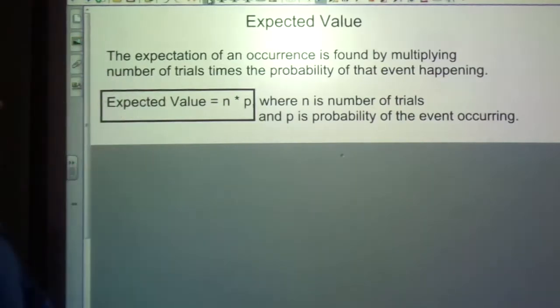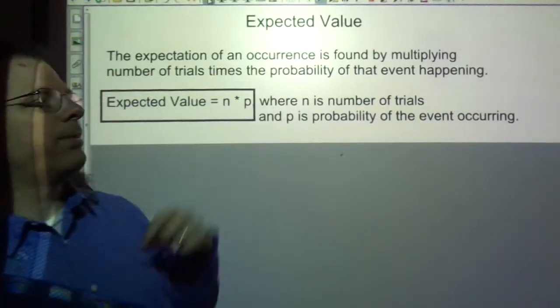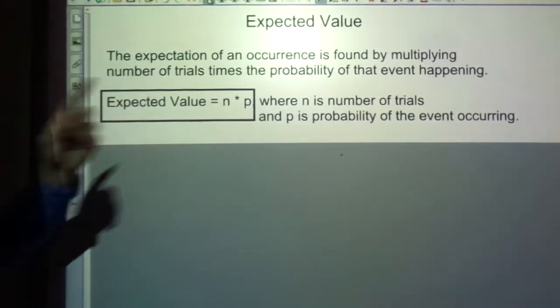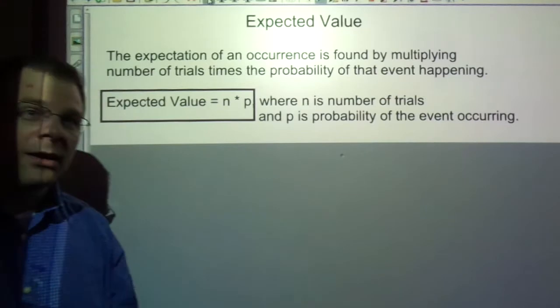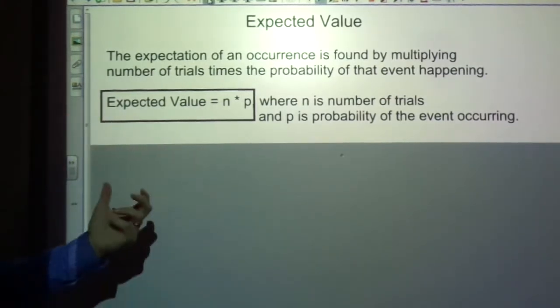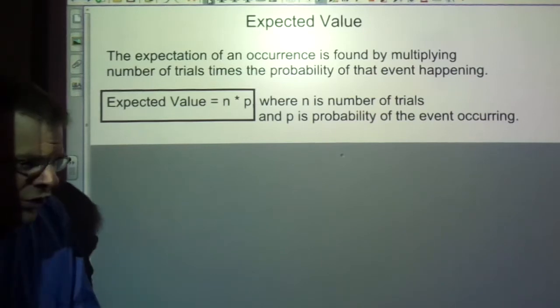But in general, expected value is just found by multiplying the number of trials times the probability of that happening. So if n is the number of trials and p is the probability of it happening, then we can use the formula expected value equals n times p in general.